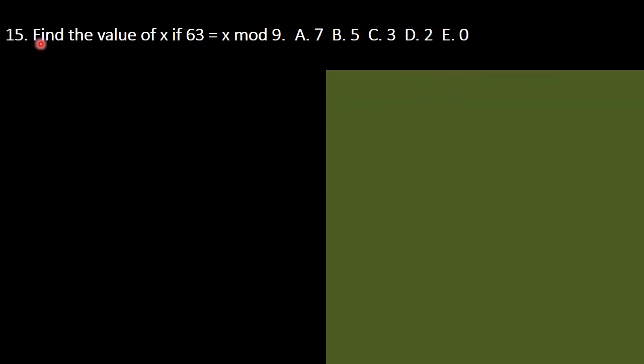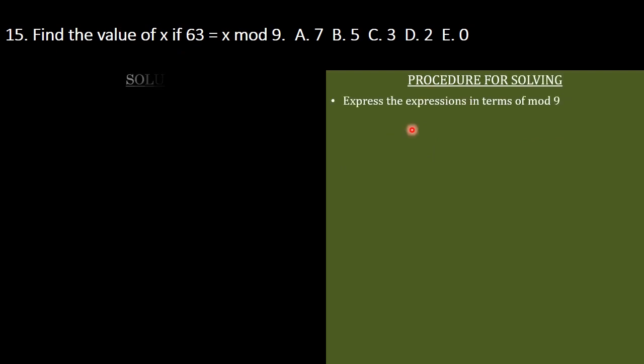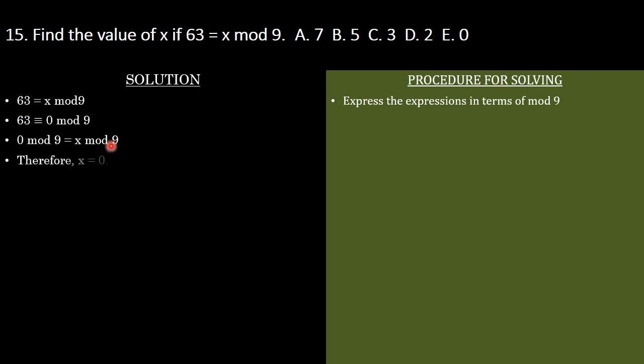Question 15. Find the value of x if 63 is equal to x mod 9. Let's check the procedure for solving this. Express the expressions in terms of mod 9. Let's check the solution. Here is our question. Now let's express 63 in terms of mod 9. That is, 63 is equivalent to 0 mod 9. 0 mod 9 is equal to x mod 9. Therefore, x is equal to 0.